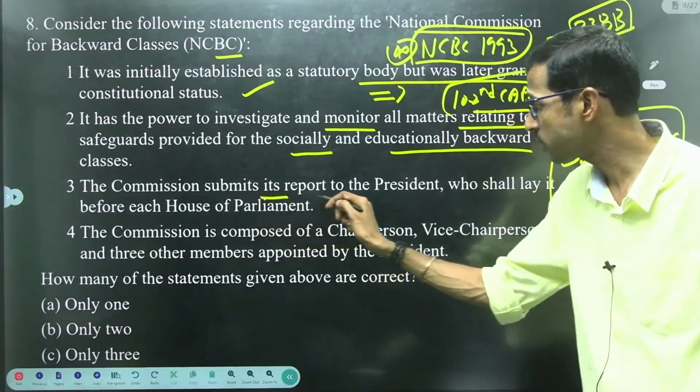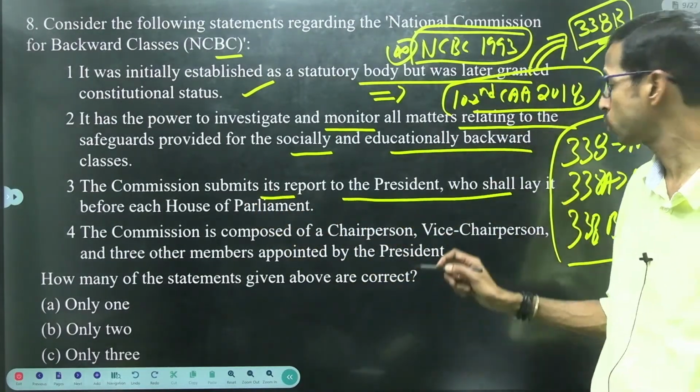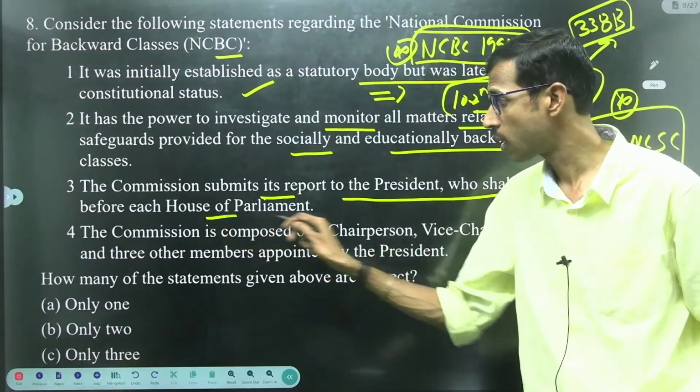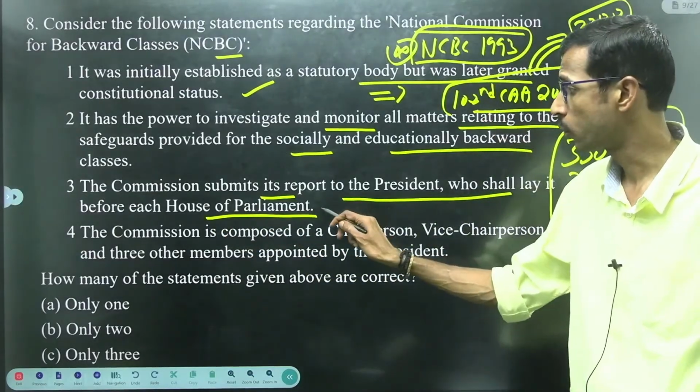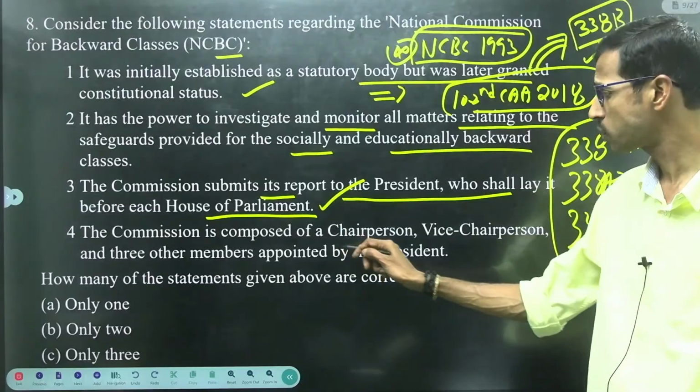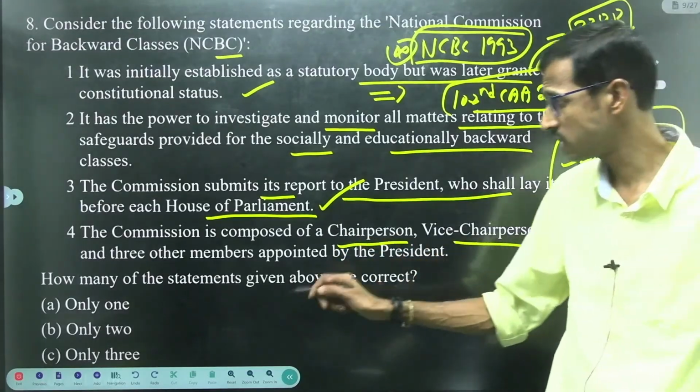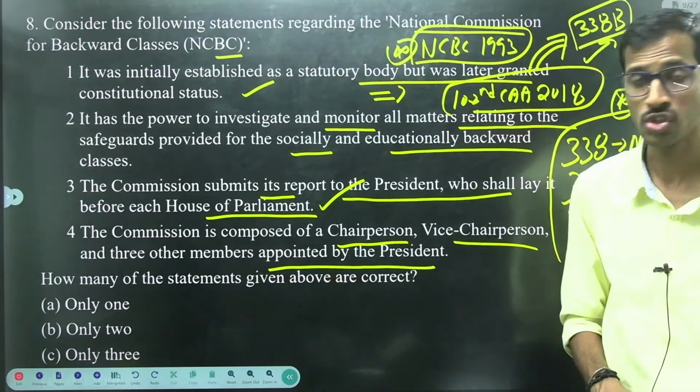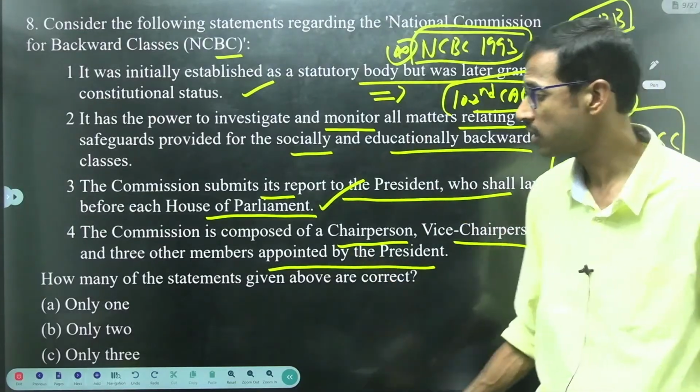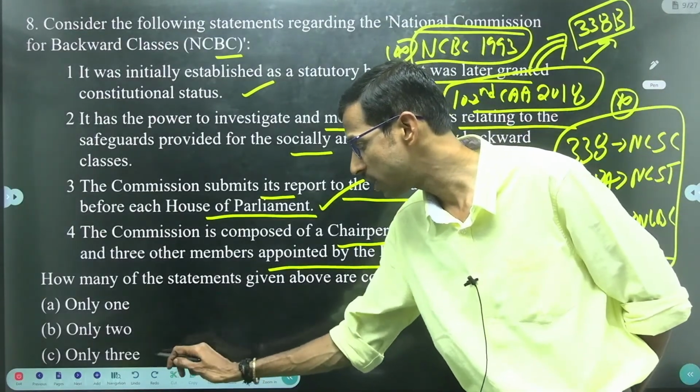The Commission submits its report to the President, who shall lay it before each House of Parliament. That is also correct. The Commission is composed of a chairperson, vice chairperson and 3 other members appointed by the President. So all these statements are correct only. So option D is the correct one.